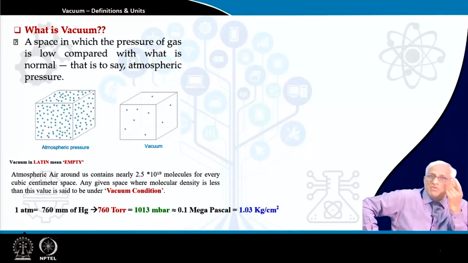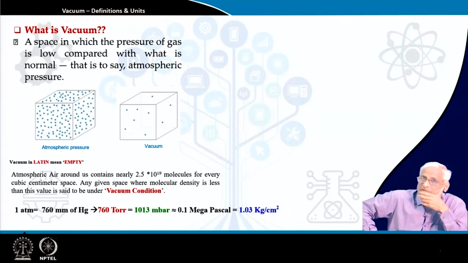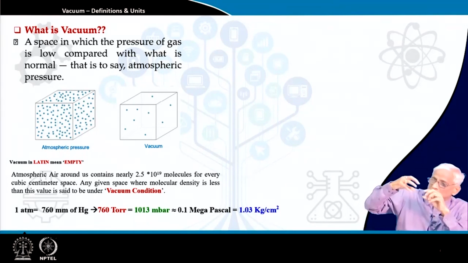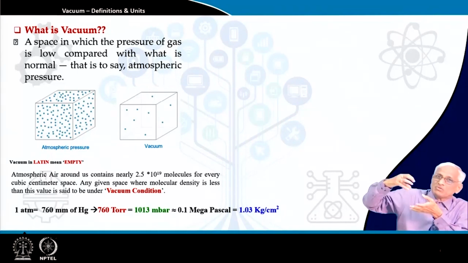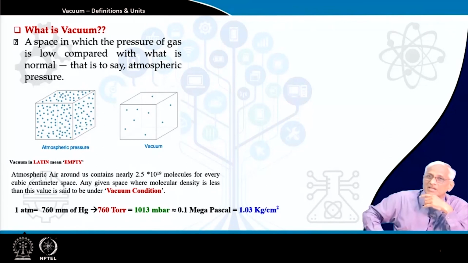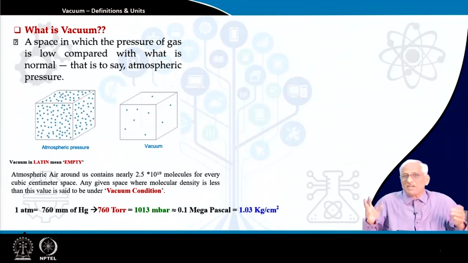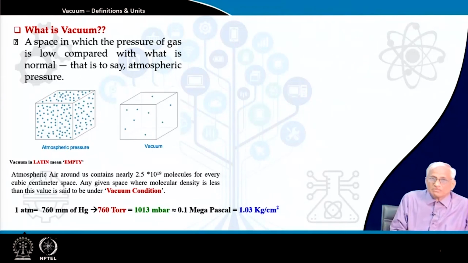It is also the same as 1 bar, but to be precise 1.013 bar, and that is 1013 millibar. It is also the same as 0.1 megapascal, and in terms of force per unit area, when one side is vacuum and the other side atmosphere, the force will be 1.03 kg on every square centimeter. Like that you can get a feel for the various unit systems for 1 atmosphere.